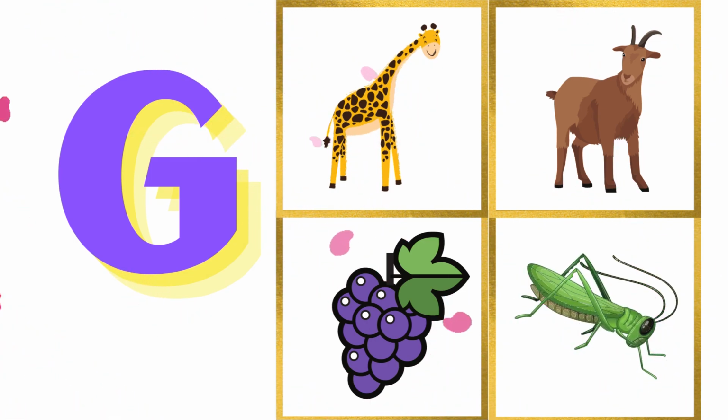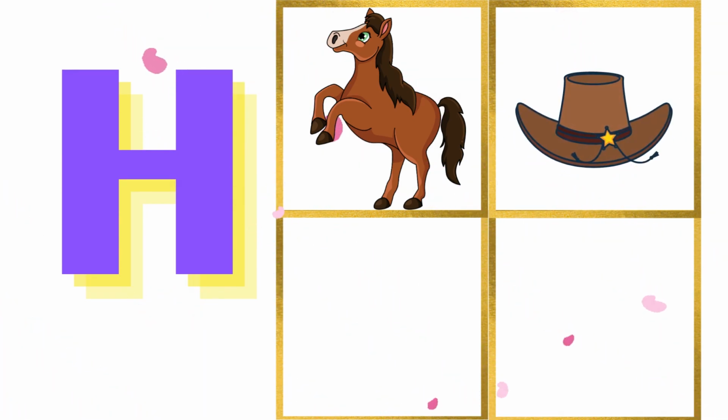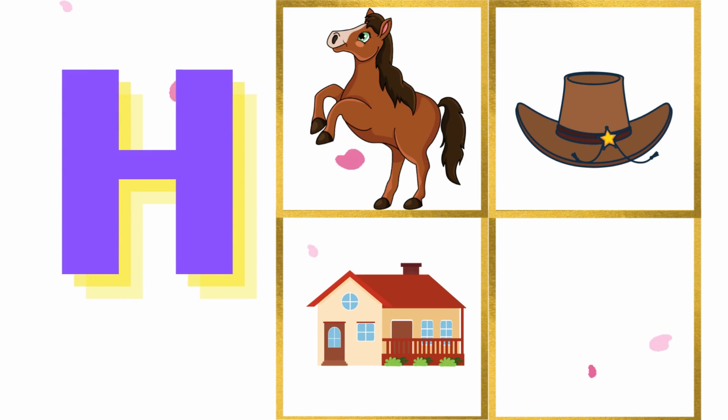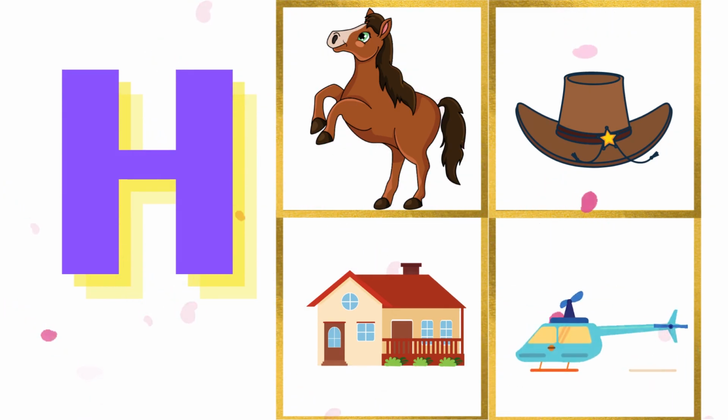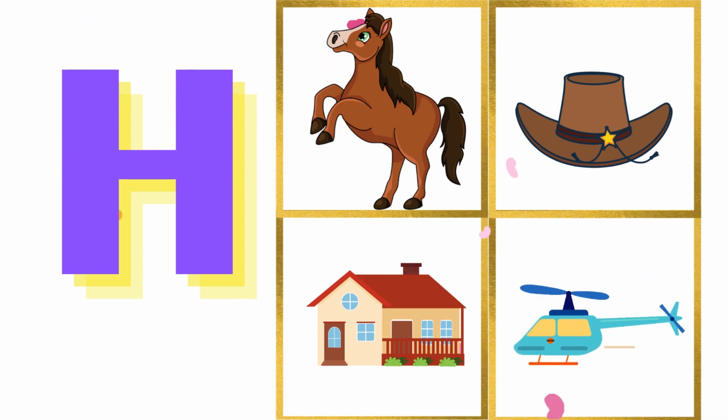A, B, C, D, E, F, G. H for horse. H, I, J, K, L, M, N, O, P. Q, R, S, T, U, V. H for hat. H for house. Next time won't you sing with me? H for helicopter. A, B, C, D, E, F, G.